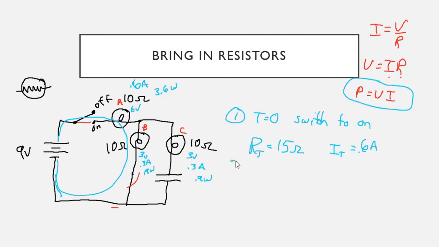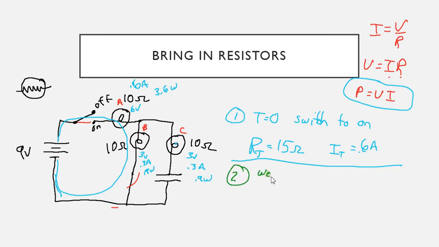Now, what's going to happen over time? Over time, this capacitor is going to charge up. Because the capacitor charges up, less and less current is going to flow through this branch, which means this current goes down, which means this voltage goes down, which means this light goes down. So we're going to see C dim. We're going to see B change too, but we probably want to use a little math to see how B changes. So as time goes by, we wait and look at this a significant amount of time later.